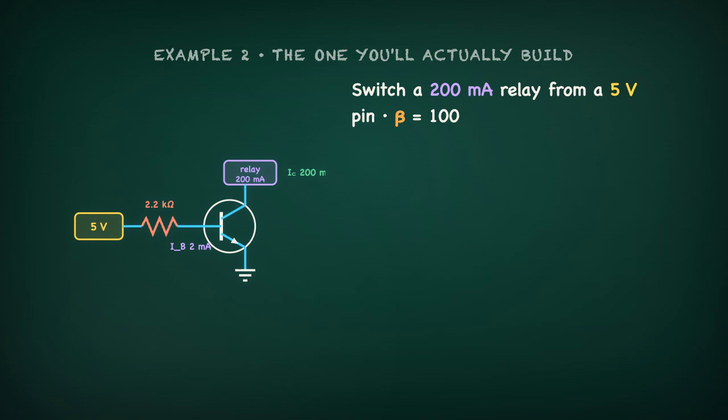You want to switch a relay that draws 200 milliamps using a 5 volt signal from a microcontroller. First, how much base current do you need? Base current equals collector current divided by beta. 200 divided by 100 is 2 milliamps.